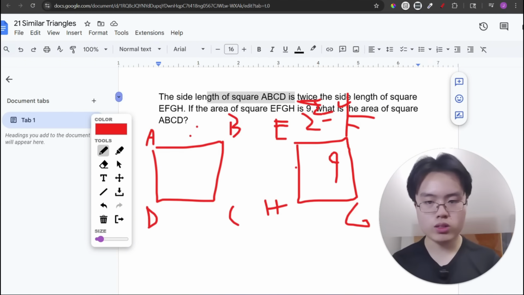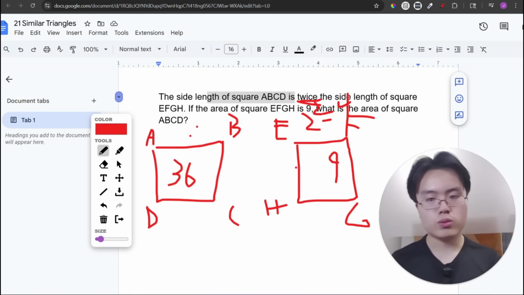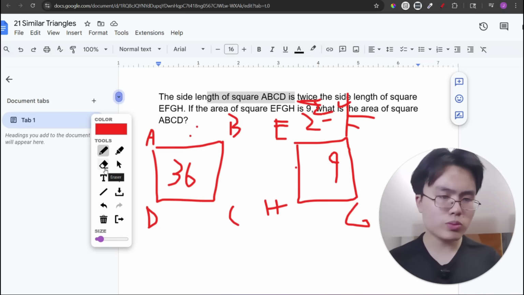So we know the proportion between the areas is 4. So then what is the area of the big one? We just go from the small one, multiply it by 4. So 9 times 4 is 36. Okay, the area of the big square is going to be 36. That should be pretty simple.